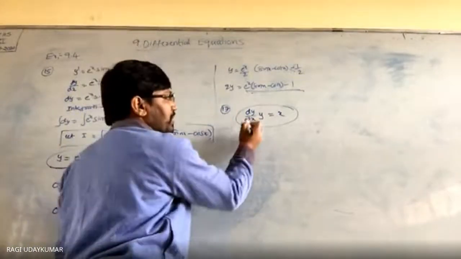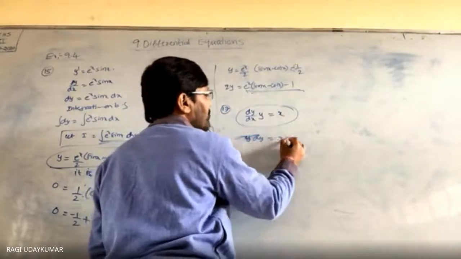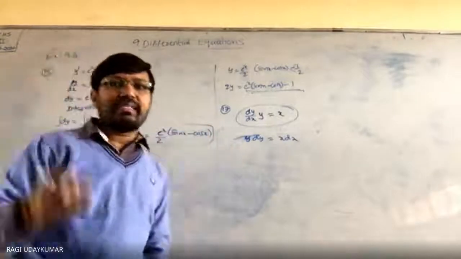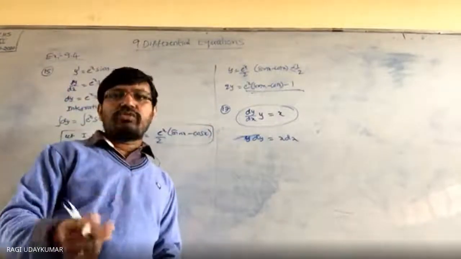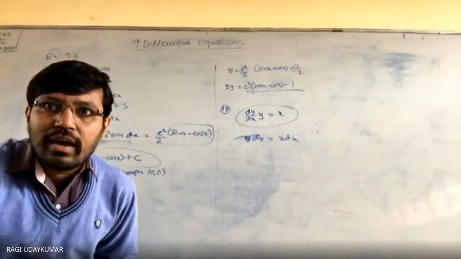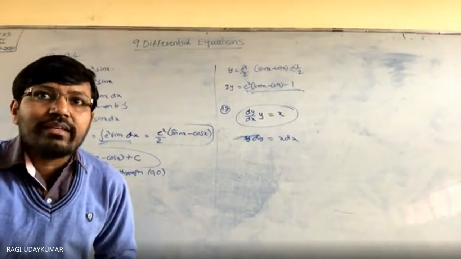Separating the variables in this is easy. Look, y is here, so y dy is equal to x dx. Integrating on both sides, y square by 2 equals x square by 2 plus c. In the end we have to substitute (0, minus 2). Nothing else, it is a simple problem. But forming the differential equation is the only different thing.